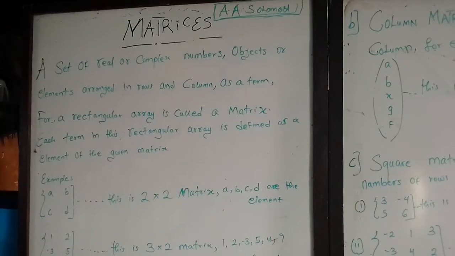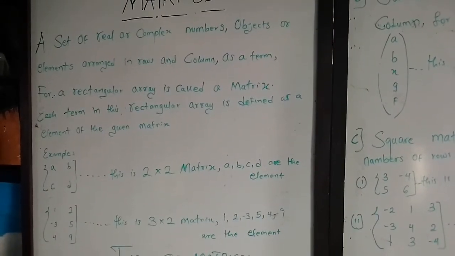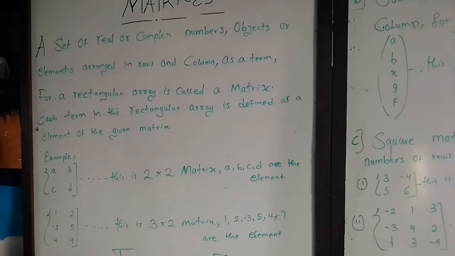So let's move on. We have a 3 by 2 matrix, which is 1, 2, minus 3, 5, 4, 9. This is a 3 by 2 matrix, and 1, 2, minus 3, 5, 4, 9 are the elements.